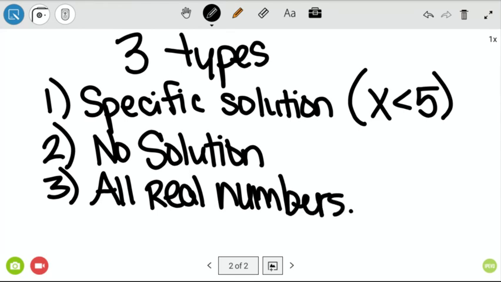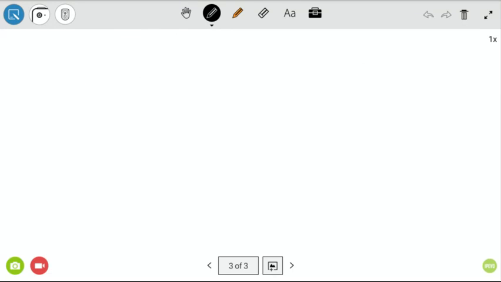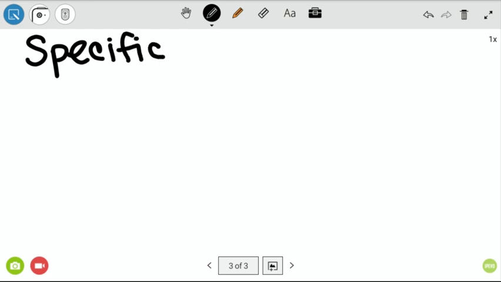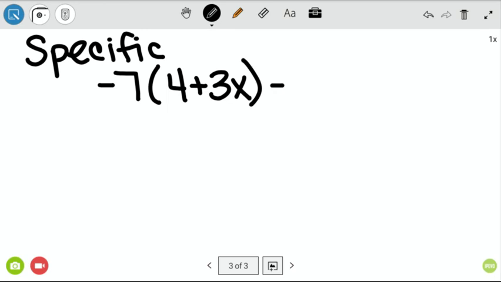All right, so the first one that we are going to do today, and whenever you're solving these, they are going to look exactly the same. It's just at the very end, you have to make a decision. So the very first problem we are going to do today is a specific solution. Just like we did, it's just a little review. So we have -7, and then in parentheses, 4 plus 3x, minus 2x is greater than or equal to -120.